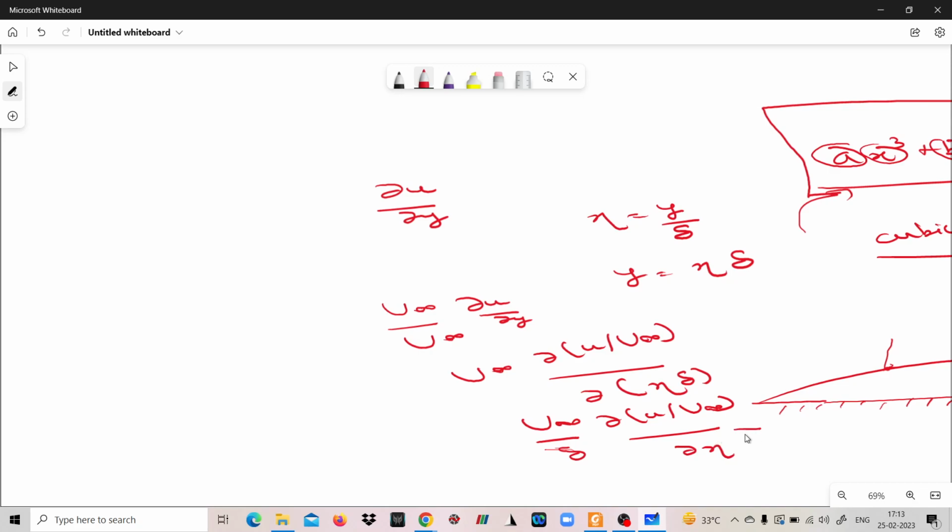But at y equal to delta, the value of this is equal to 0, but u infinity by delta is something which is a finite value. It may be zero, but practically it is a finite parameter. So the only possible way is that if del u by del y equals 0, then in terms of eta it will be del u by u infinity divided by del eta is equal to 0. This is the only thing.